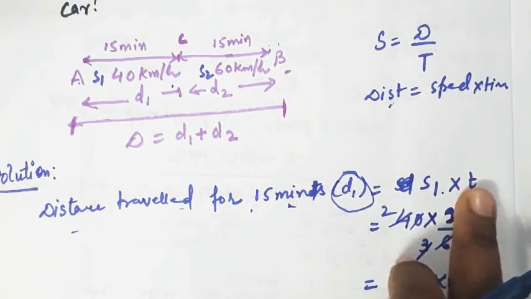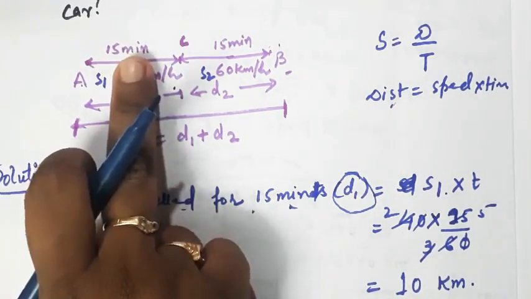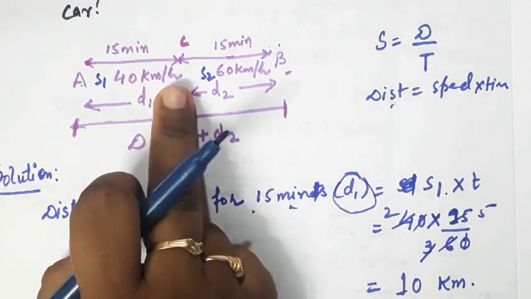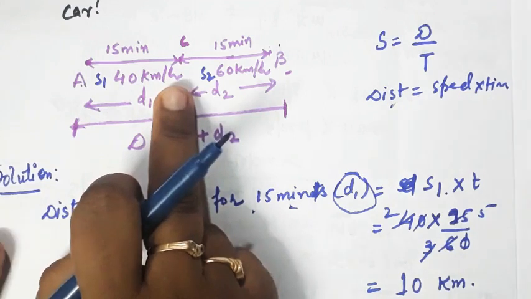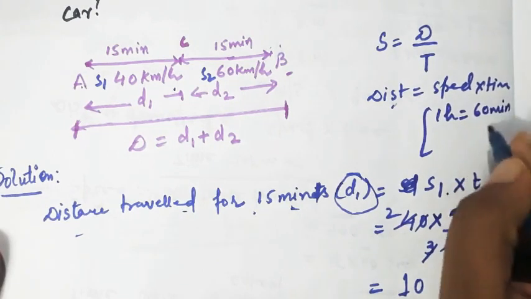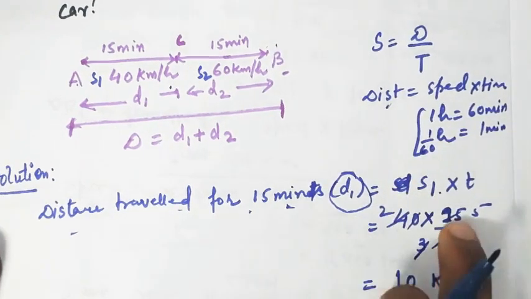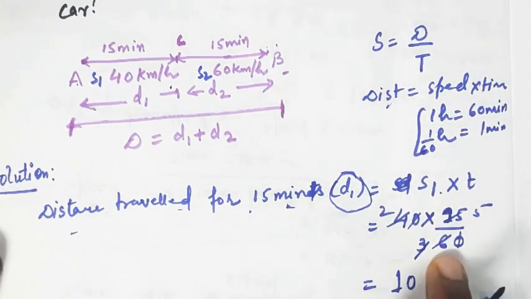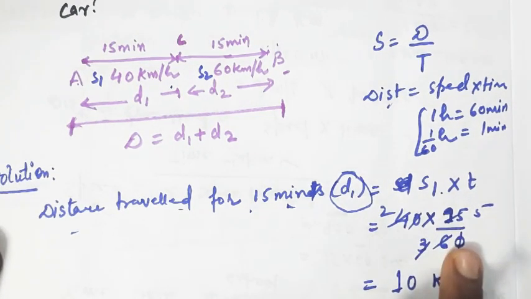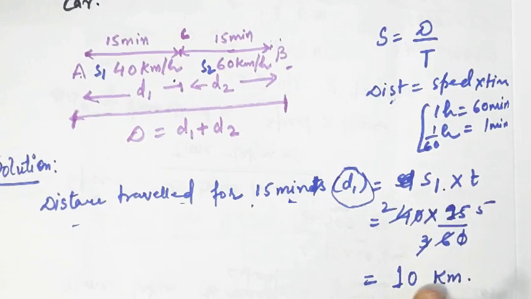See, here the time is given in minutes, but the speed is in kilometer per hour. So we need to change this minute according to this unit. I'll convert minute to hour. We know that 1 hour is equal to 60 minutes, so 1 minute will be equal to 1 by 60 hour. So I need to divide 15 minutes by 60. I have written it directly: 40 into 15 upon 60. By cancelling it out, I was able to get 10 kilometers.